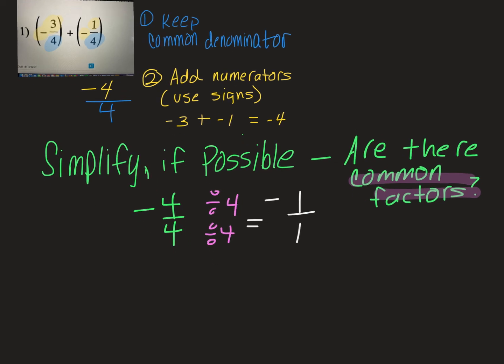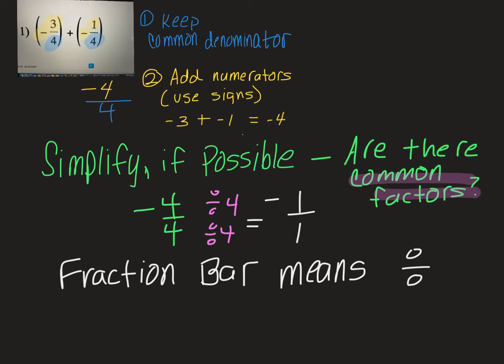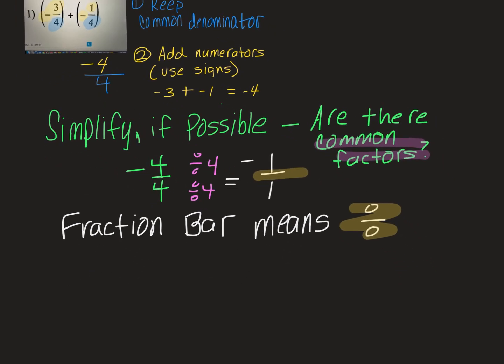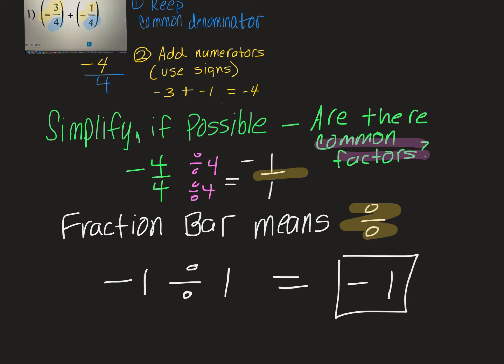And remember that the fraction bar is another way of saying division, right? So what we're really saying in this problem is negative 1 divided by positive 1. Because it turns out to be a whole number, that's what we want to leave it as. So our final simplified version of this one, because negative 1 divided by 1 turns out to be a whole number, is that negative 1.